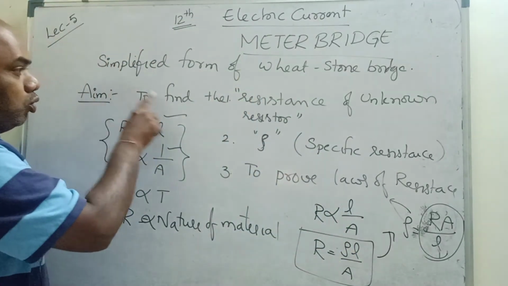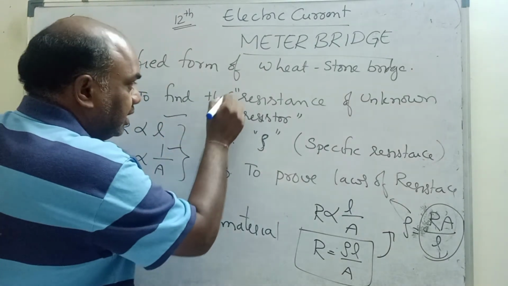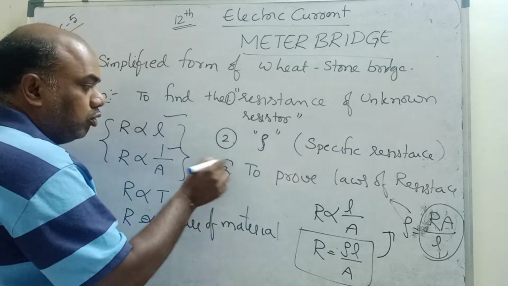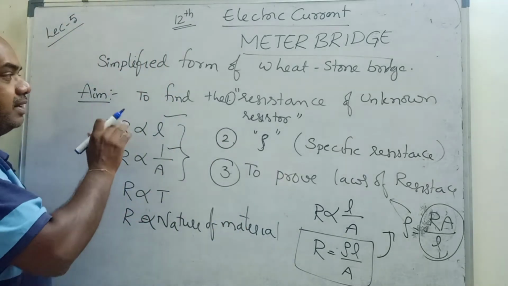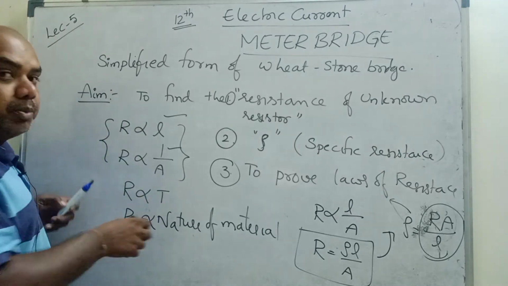Once again, the aim is to find, number 1, the resistance of an unknown resistor, and to find the resistivity or specific resistance. This is the aim. The principle is the balanced Wheatstone bridge. Here I will write after the aim. Up to here, note it down, children.